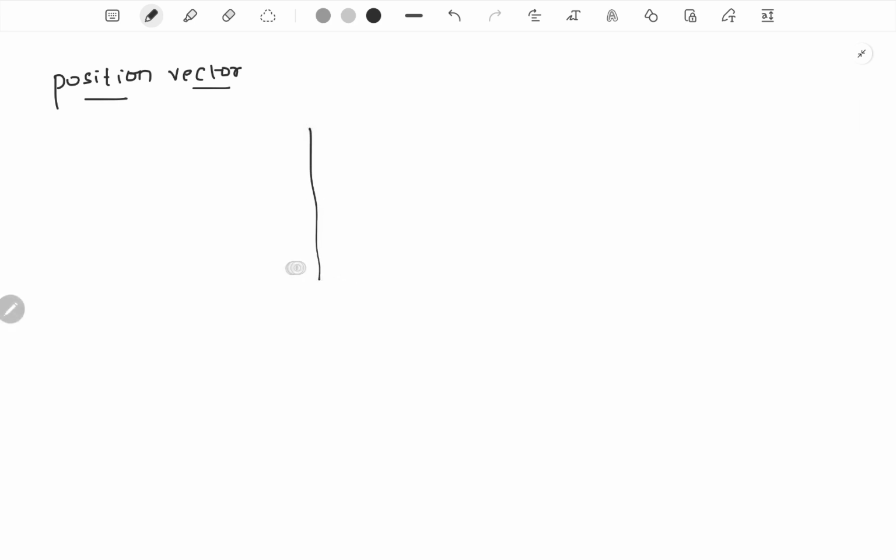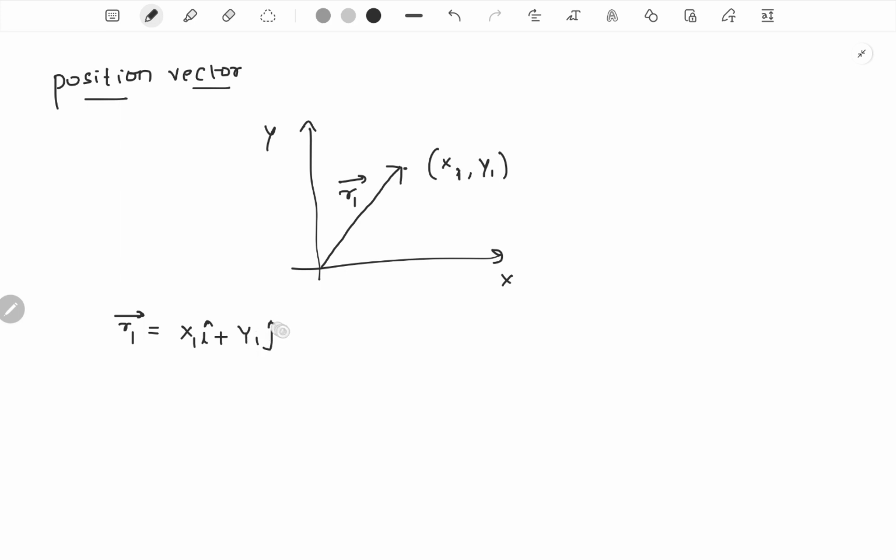Suppose a particle is moving in the xy plane. Let's say at some particular instant of time its coordinates are given by x1 comma y1. Then what is its position vector? This is its position vector, the position vector of that particle at that instant of time. We can write it as r1 bar is equal to x1 i cap plus y1 j cap.